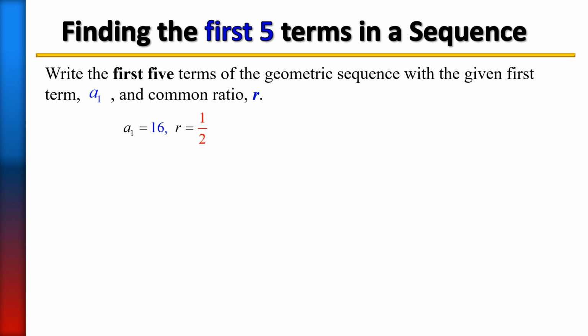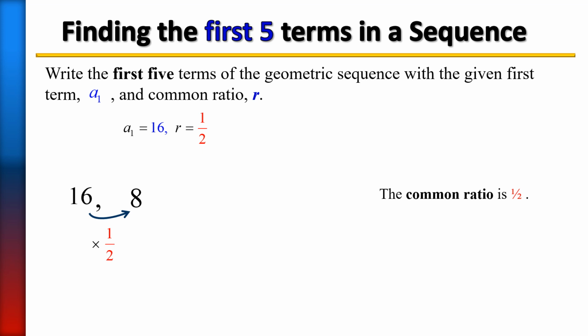So remember, you're going to multiply. So that's going to be 16 times 1/2. Now, anytime you have a fraction, it's the same thing as dividing by that denominator. So you can also read it as 16 divided by 2. So either way, you can say 16 times 1/2, or it's maybe easier to just go 16 divided by 2. So 16 divided by 2 is going to give us 8. So our next term is 8.